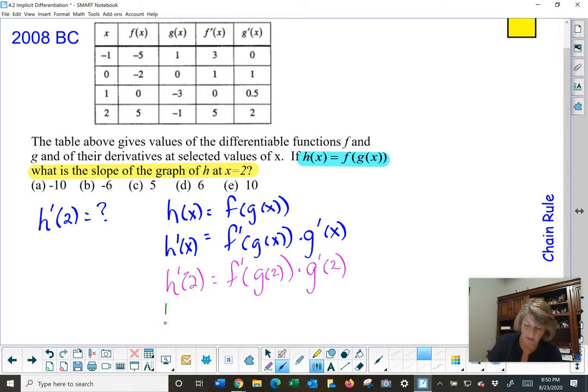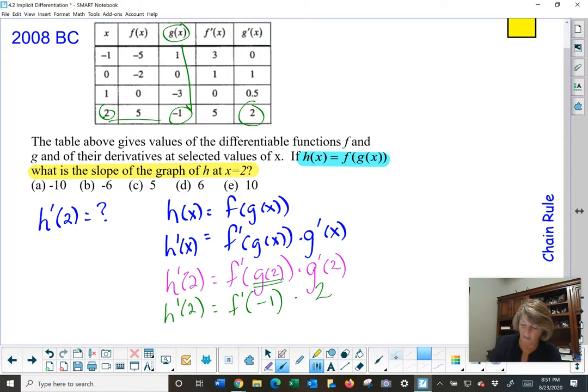All right, so h prime of 2 will become f prime of g of 2 is where I want to start. I've got to start at the inside. So g of 2 looks like that leads us to -1 times g prime of 2. g prime of 2 gives me 2. So I'm going to go ahead and substitute that.